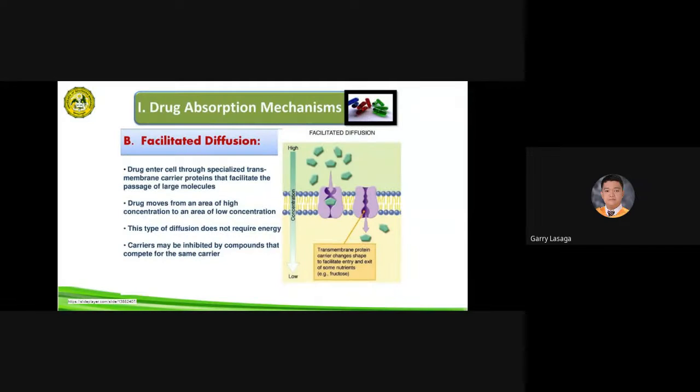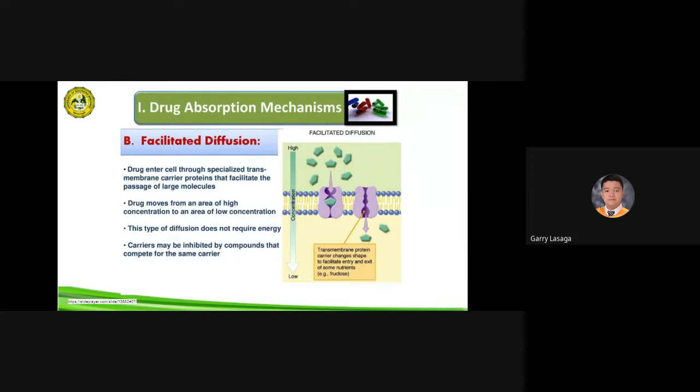This morning, we're going to discuss the different mechanisms of membrane transport. So last meeting, we discussed simple diffusion. Simple diffusion is a type of passive diffusion.